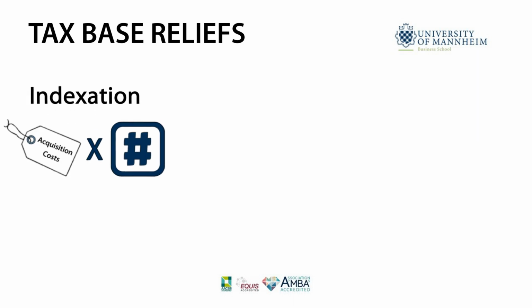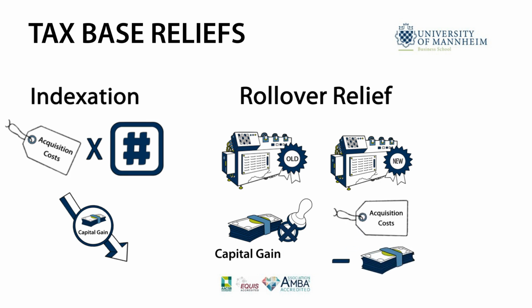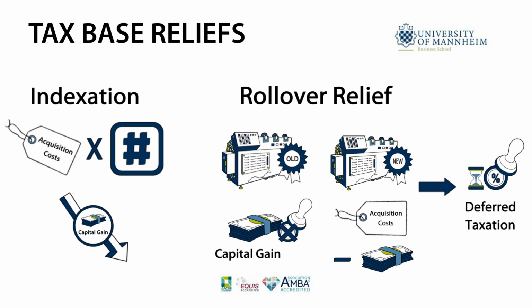In the case of indexation, the acquisition costs are multiplied with an indexation coefficient, resulting in a lower capital gain. A rollover relief may be applied if the disposed asset is replaced. In this case, capital gains are exempt from taxation and deducted from the acquisition costs of the replacement asset. In other words, taxation is deferred until the new asset is sold or depreciated.